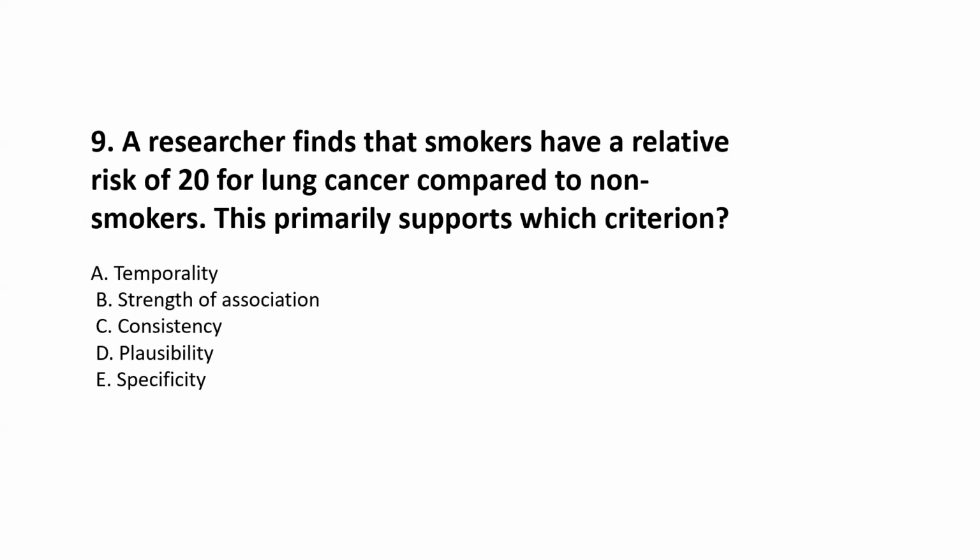MCQ number 9: a researcher finds a smoker has a relative risk of 20 for lung cancer compared to a non-smoker. This primarily supports which criterion? A, temporality, B, strength of association, C, consistency, D, plausibility, E, specificity. B is the right option.